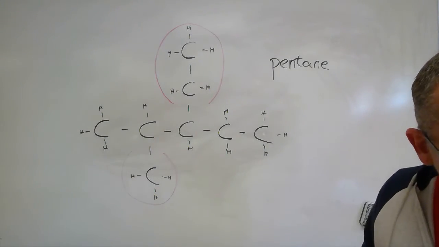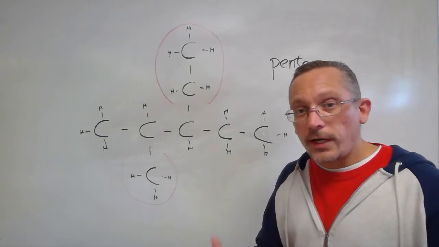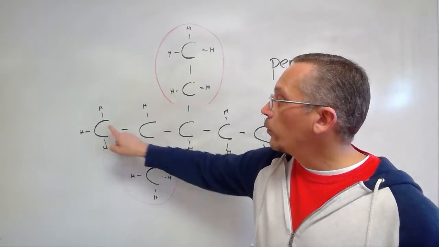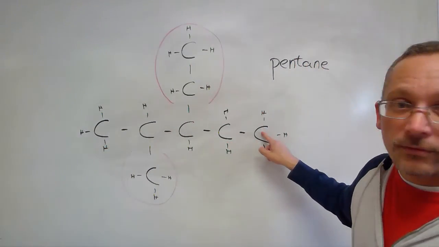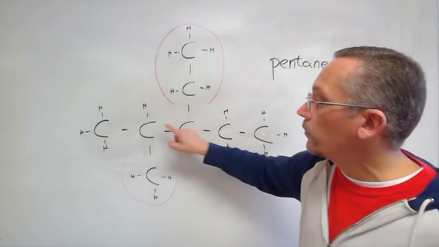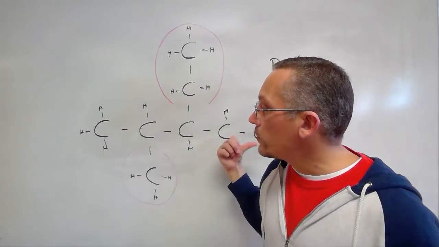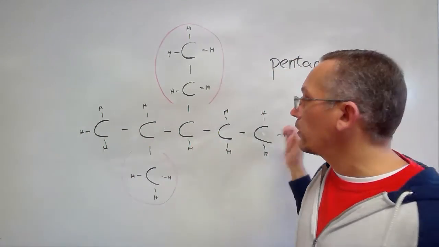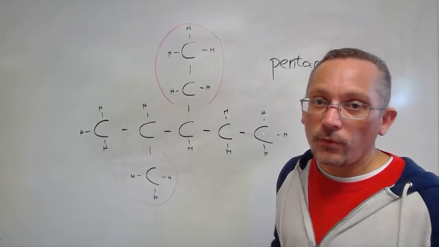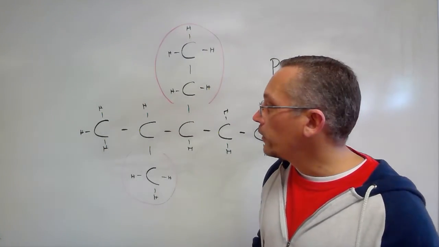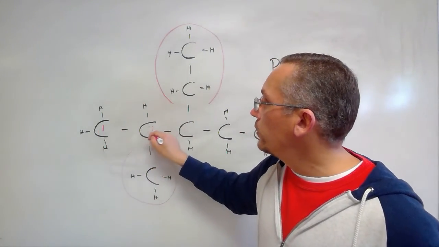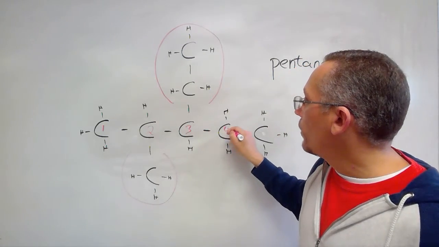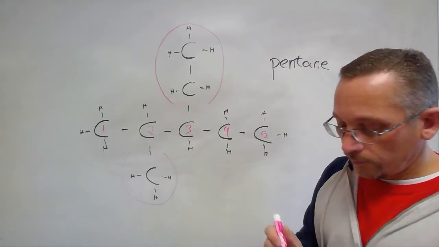And now let's name our branches, okay? Let's number our carbon atoms because we want to get the smallest numbers for the carbons the branches come off of. I could number 1, 2, 3, 4, 5, or I could number from the other end. Going this way, I get 2 and 3. Going that way, I get 3 and 4. So this way gives me the smaller numbers.